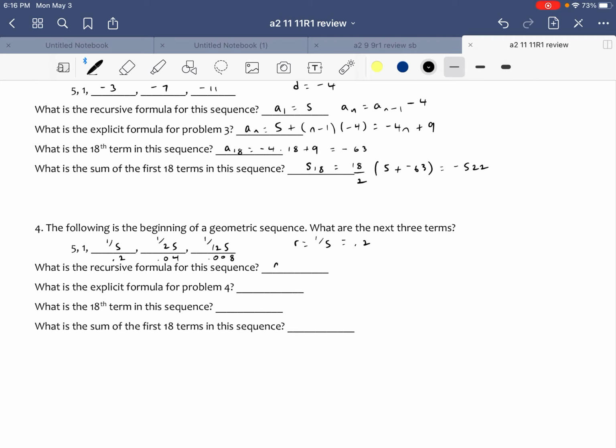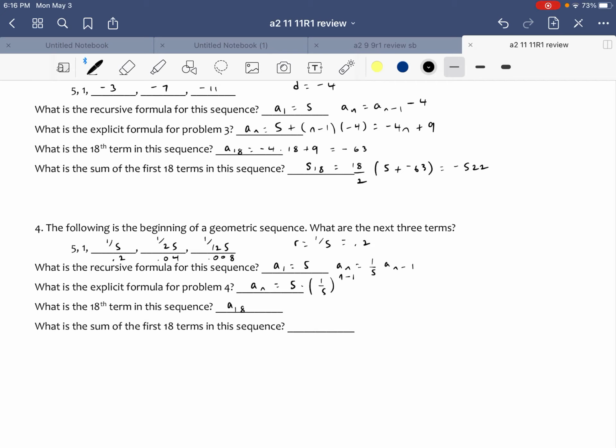What is the recursive? Identify your first term. And for geometric, it goes like this: a sub n is equal to your ratio times a sub n minus 1. What is the explicit? That's a sub n is equal to your first term times your ratio. Put that in a parentheses because it's a fraction, to the power n minus 1.